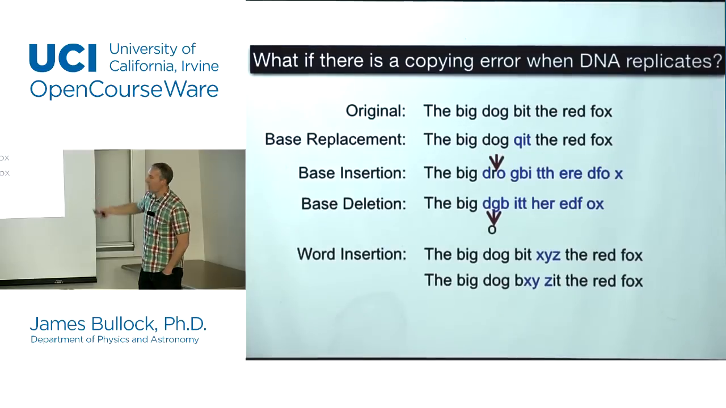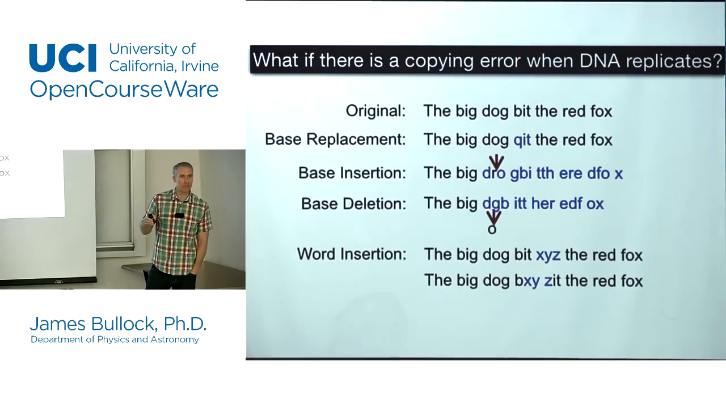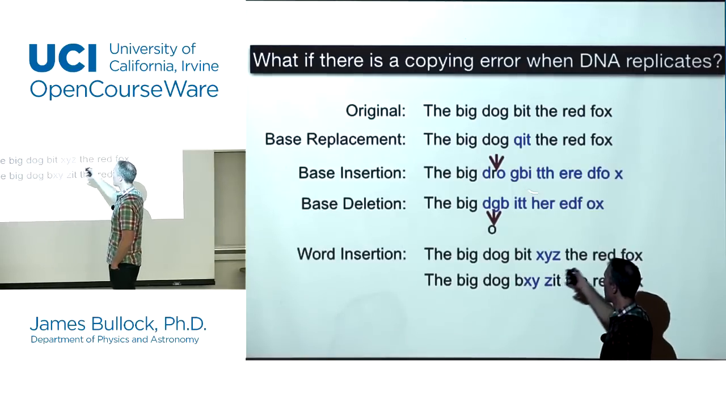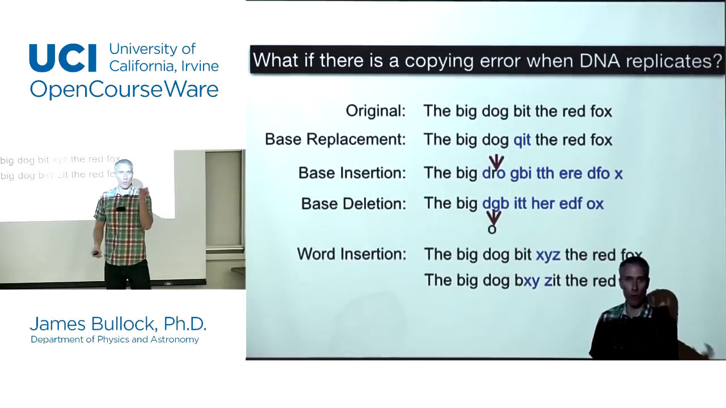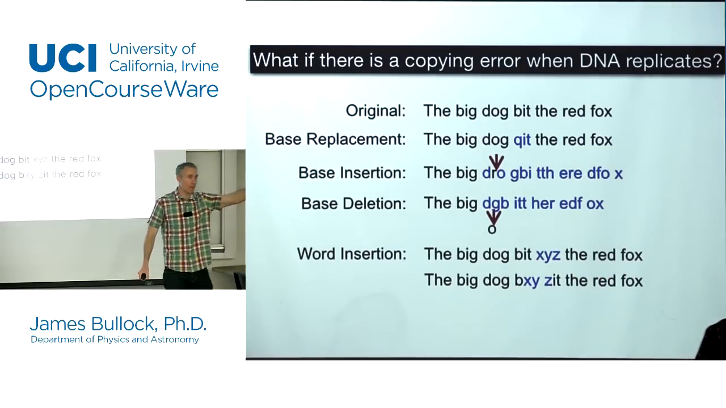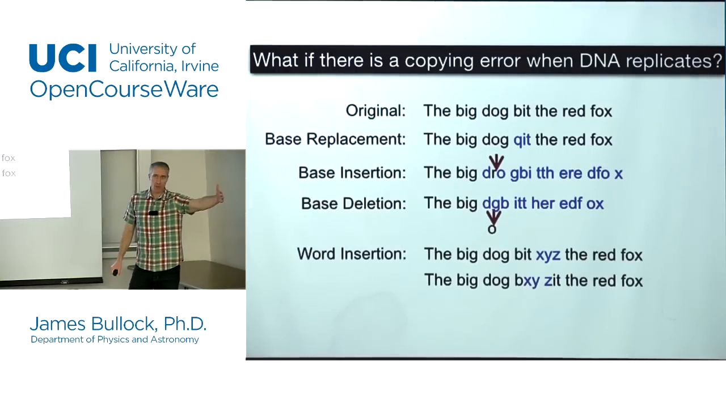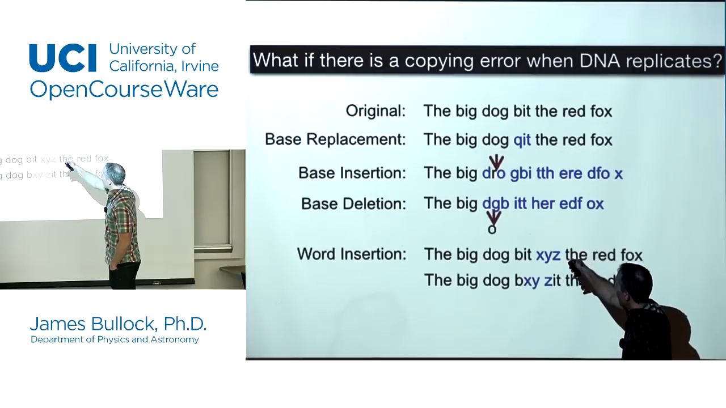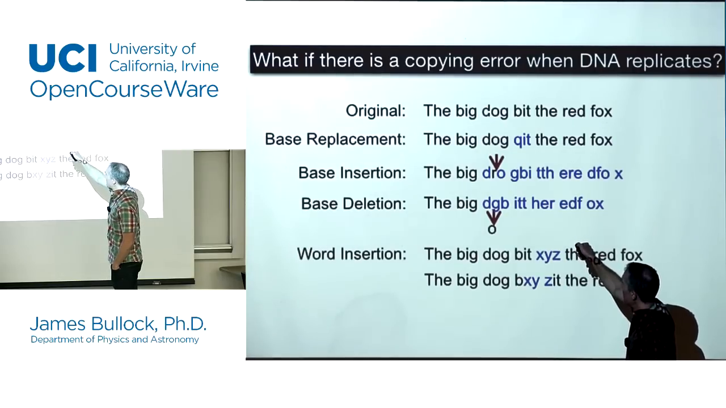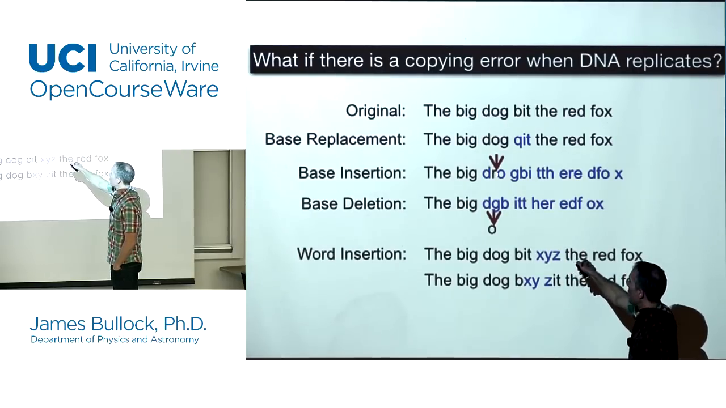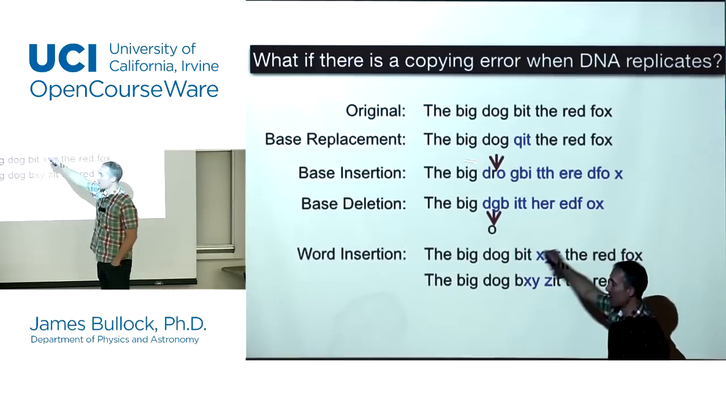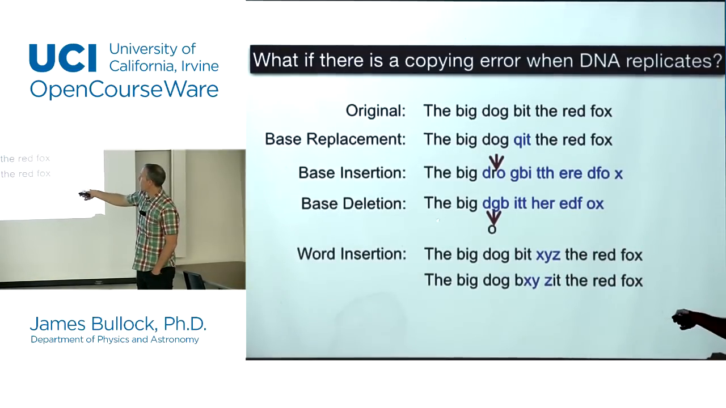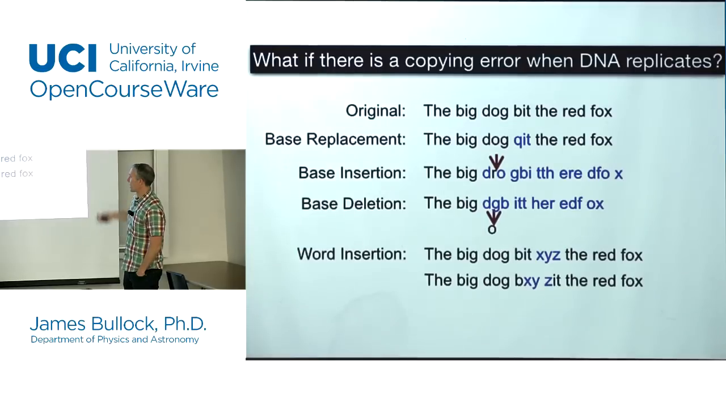Another possibility is you accidentally insert a letter. But because you, by default, always read this as three-letter words, this really screws up the whole chain beyond that point. So if you just stuck an R in between the O and the D, it would read the big dog drove, gibbet, flip, and then it just becomes nonsense. Or you could take a letter out and it does the same thing. It ruins the whole rest of the strand.